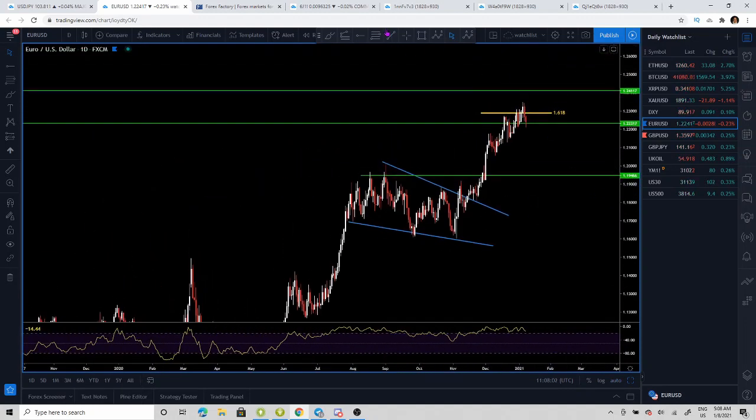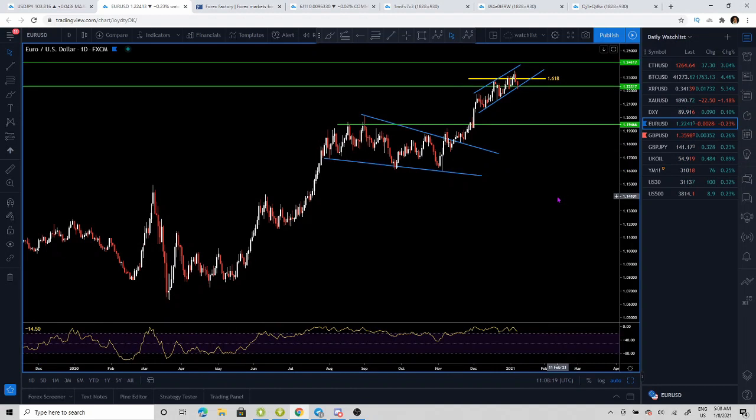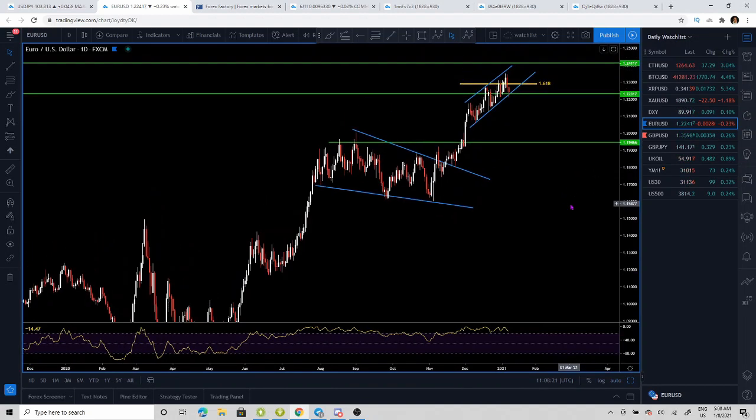This could be interesting, because we are looking at a possible dip in the US dollar. A dip in the US dollar would be, and is, bullish for the Euro USD. But in any case, this is something that should be considered.